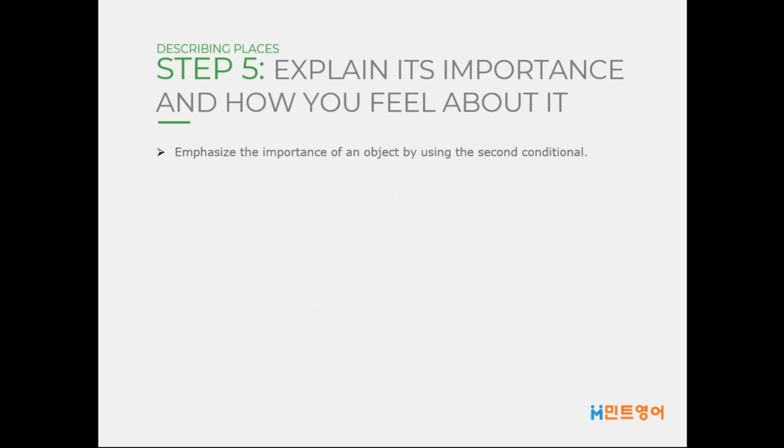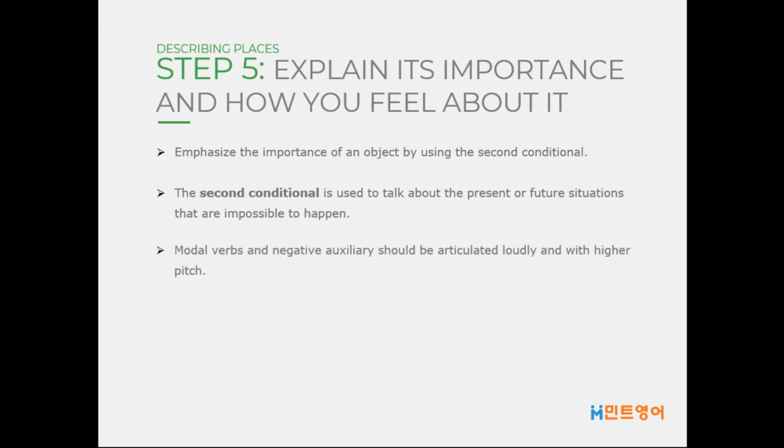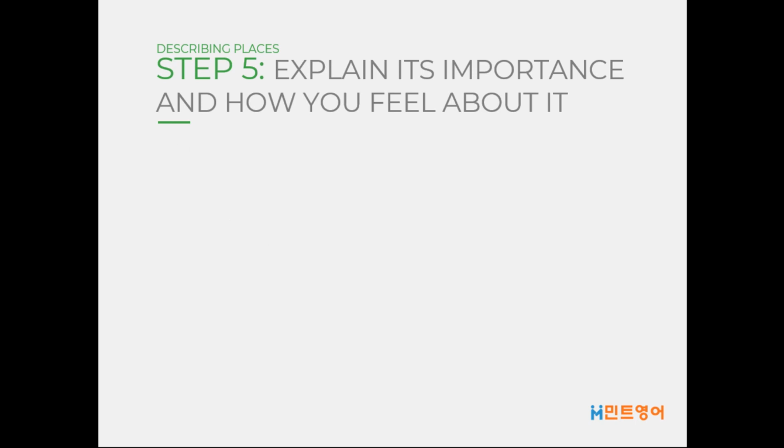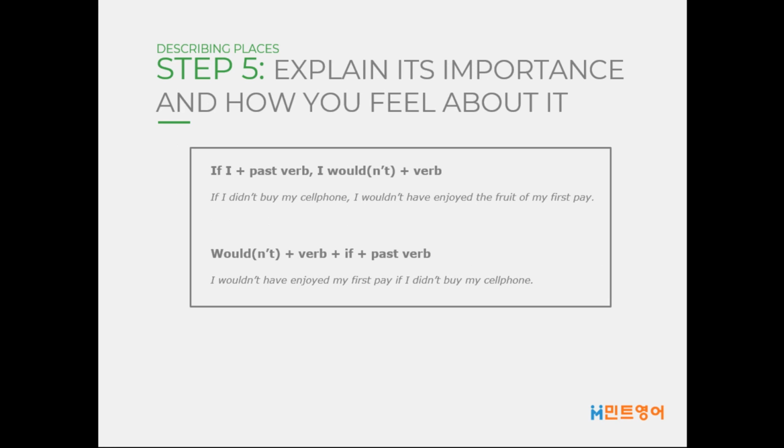To emphasize the importance of an object, the second conditional can be used. The second conditional is used to talk about the present or future situations that are impossible to happen. Using this can help you express what it would be like without this object. The modal verbs and negative auxiliary should be articulated loudly and with higher pitch, because without these words, the meaning of the sentence will change. The following are the structures for second conditional.